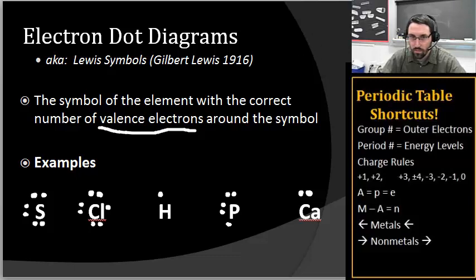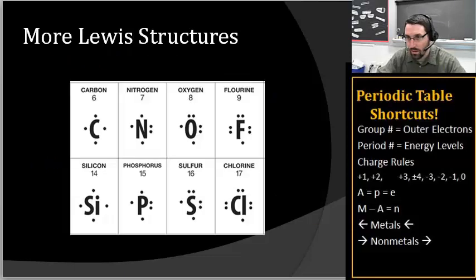The next thing we're going to look at is another picture. Here we have another couple Lewis structures, or electron dot diagrams. All the elements in group 4 have 4 dots, all elements in group 5 have 5 dots, and so on.